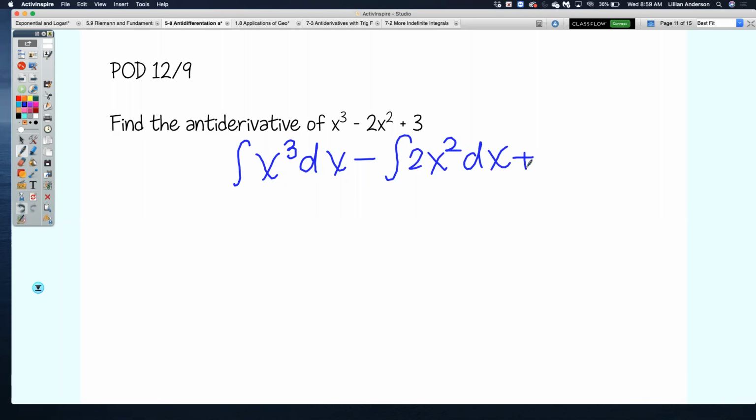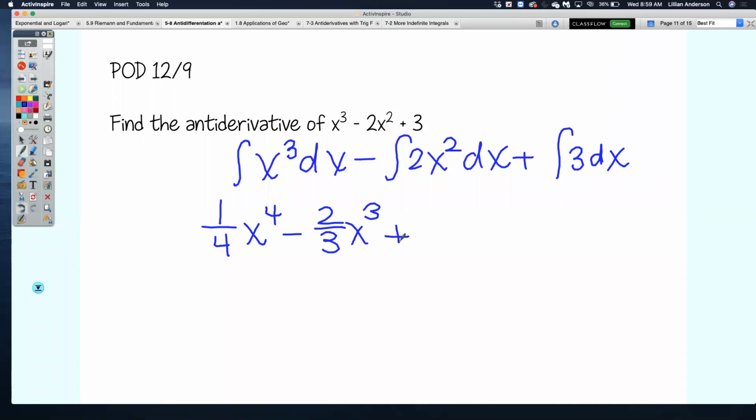1/4 x to the fourth. What about the antiderivative of the next piece? 2/3 x to the third. And what about the constant 3? 3x, and of course you cannot forget your plus c.